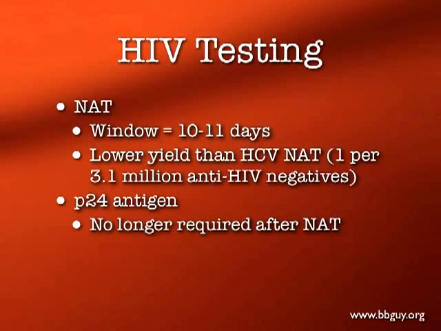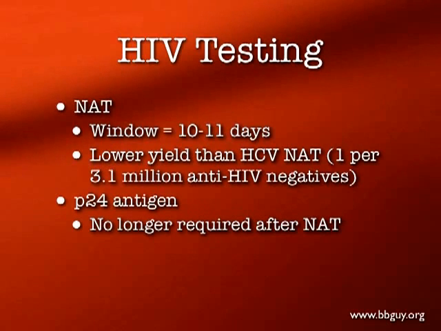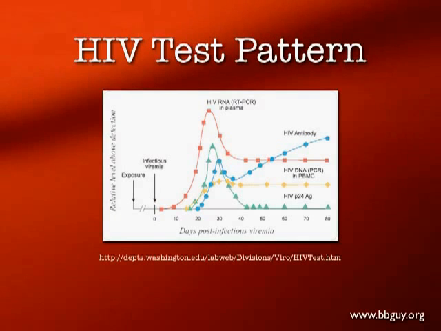Now, NAT, on the other hand, gives us a much better window period. Rather than 20 to 22 days, NAT cuts that window period in half to about 10 to 11 days. Now, despite the fact that that seems good, it has a considerably lower yield than the NAT for HCV. NAT HIV is only positive in 1 per 3.1 million antibody negatives, seronegatives. So not a great yield, but felt to be worthwhile by those who make those rules. Let's leave it at that. P24, I mentioned, is no longer required. It decreased the window period as well, but NAT has kind of taken its place.